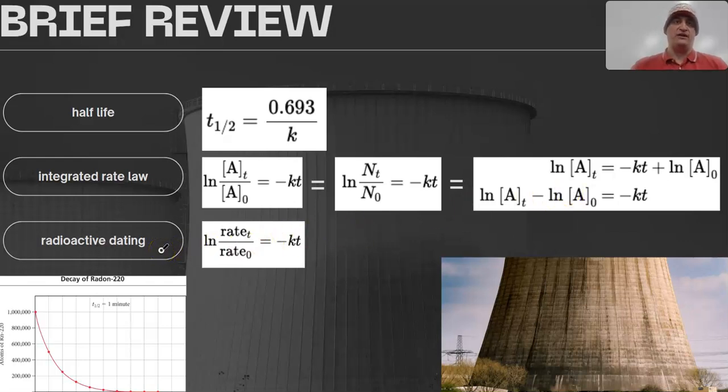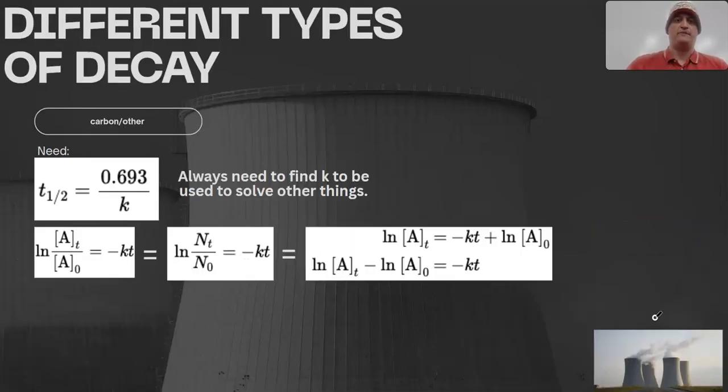Radioactive dating is very similar to where they take the rate t over the rate naught, to where the rate naught is be able to predict how much time has passed. So the idea is that these can be used in order to determine this, and you can see that with radioactive dating, every half-life, it's half as much. So it's kind of an exponential decay as we have through here. So when it's with carbon or other stuff, you essentially will always need to find K, or be given it.